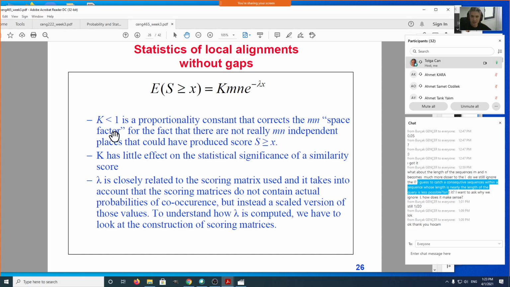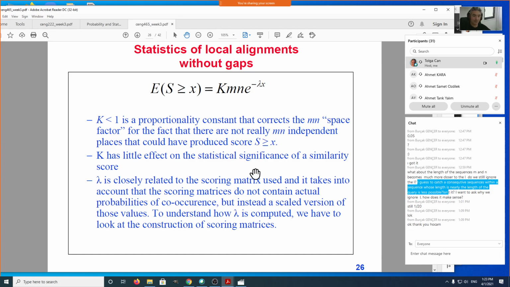We can actually see what that K is. When you do a BLAST run, at the bottom of the results page, you can take a look at the detailed parameters that were used for that BLAST run. And this K is also described there, what that number is. But it has little effect on the statistical significance. This lambda is really important. It's also a constant that is used.